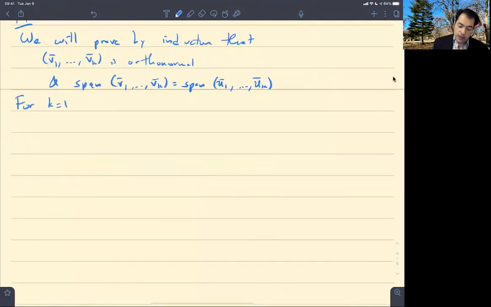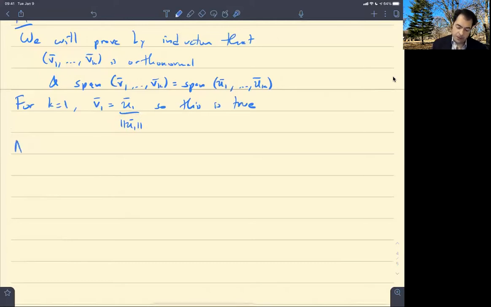For k equal to 1, remember for k equal to 1, all you do is you say V1 is equal to U1 divided by the norm of U1. So this is true. It is an orthonormal list because it's just a unit vector. And the span of V1 is the same as the span of U1 because it's just a non-zero multiple of U1.